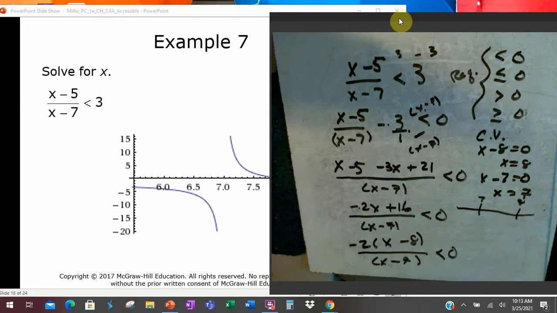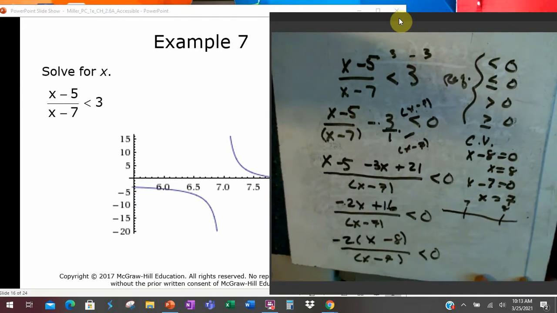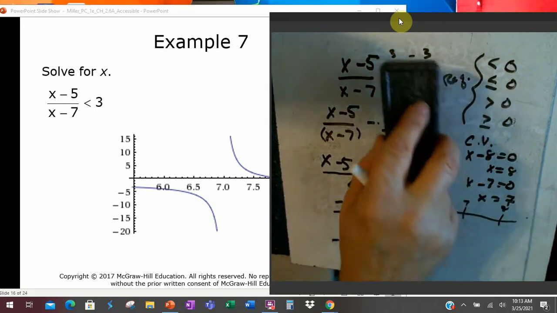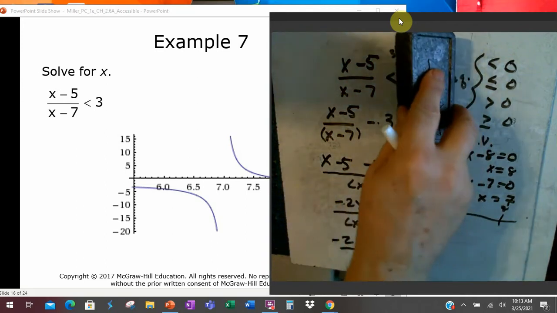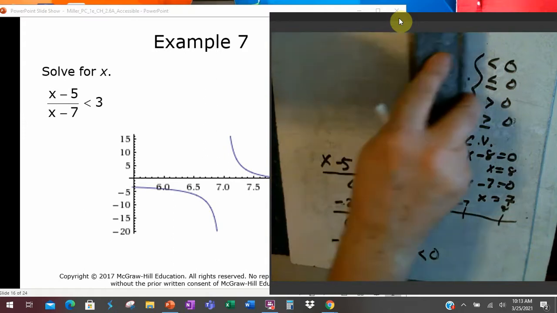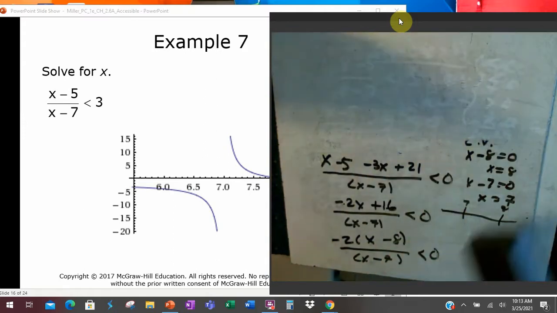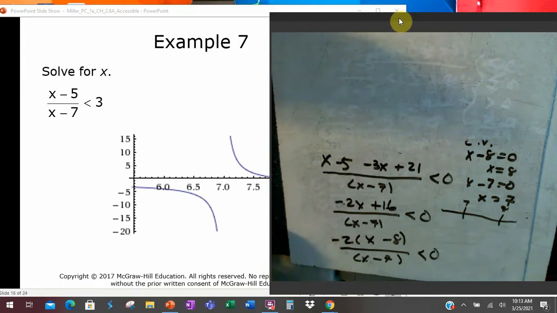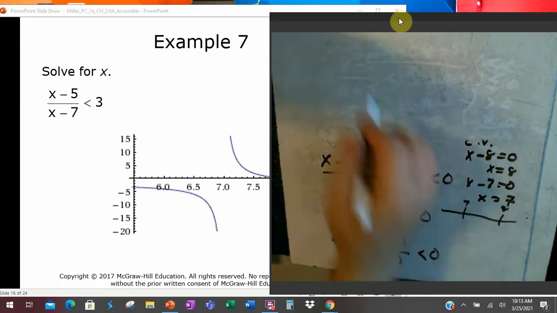Okay, so let me rewrite this stuff. Let me reuse my board so that I can get a table in here. I don't need that anymore. I want to build my table. I'm going to use this up here.